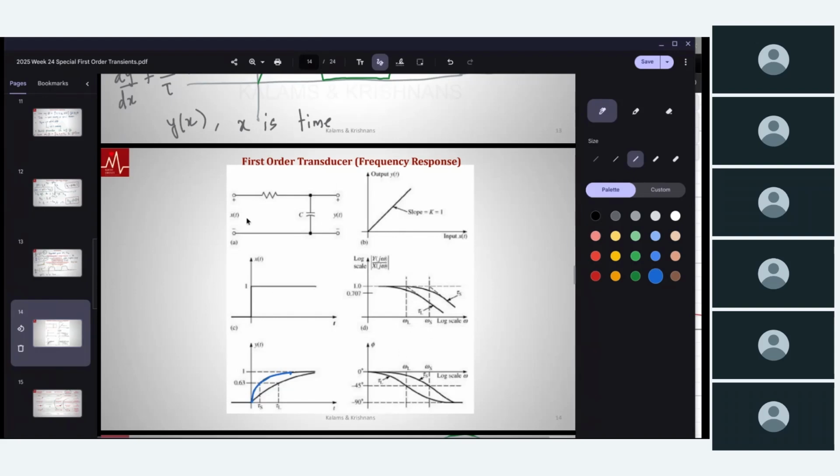Now if you have a sinusoid here, this will be a sinusoid. What happens to the amplitude and phase of the output sinusoid with respect to the input sinusoid? This is known as frequency response. Again, this is fairly easy. Notice the approximations: the straight lines here are Bode plots, frequency response. This is there in signals and systems as well as controls. These are some of the basic things.